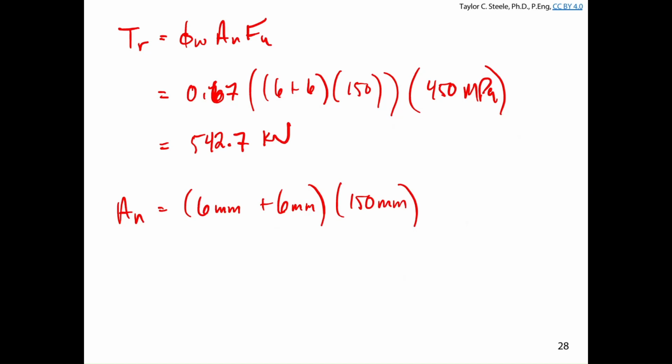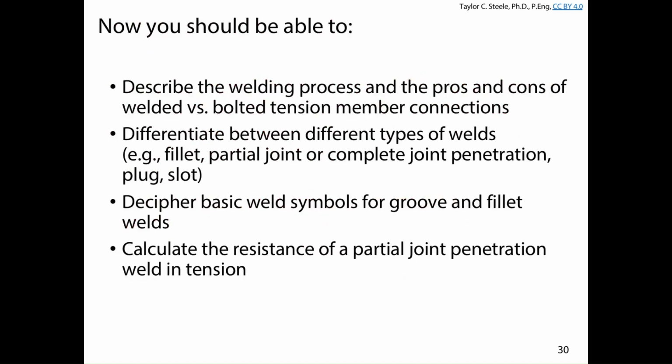Okay? Any questions about that example before we wrap up lecture for the morning? Okay. Do these things: determine pros and cons of welding versus bolting, differentiate between the different kinds of symbols, and basic weld symbols for groove and fillet welds. And as far as we were concerned for this lecture today, calculate the strength of a partial joint penetration weld in tension. Does anyone have any questions about anything that we talked about?